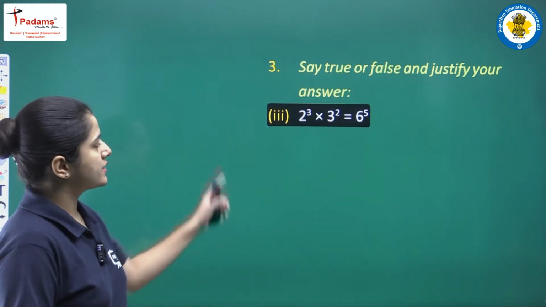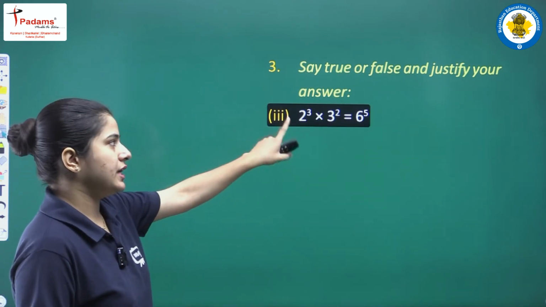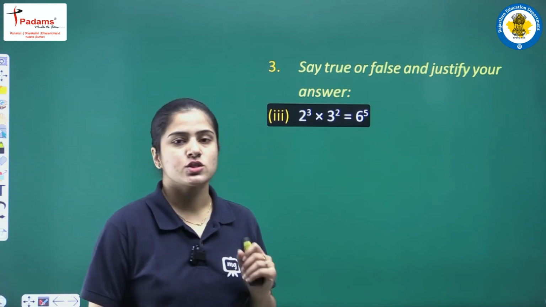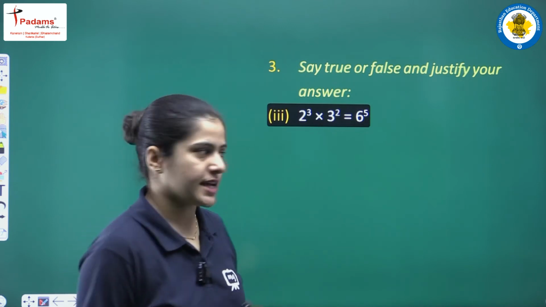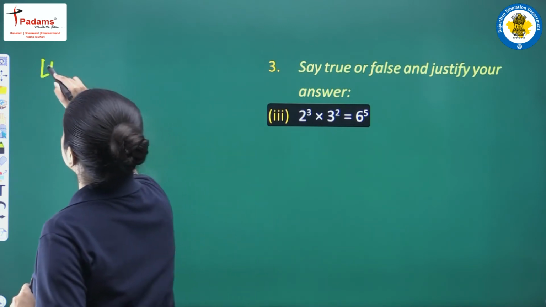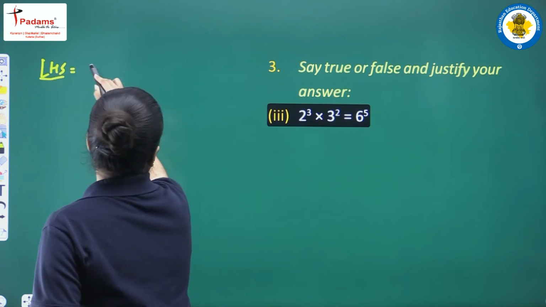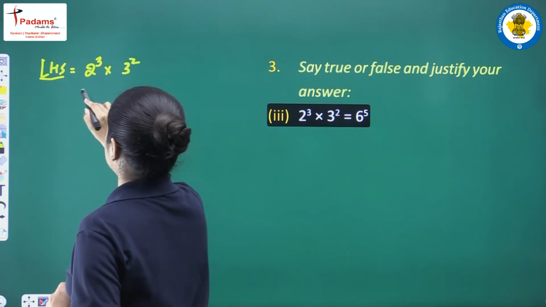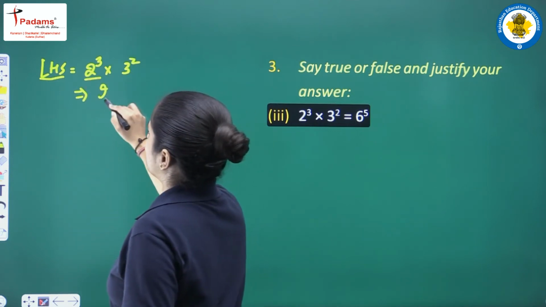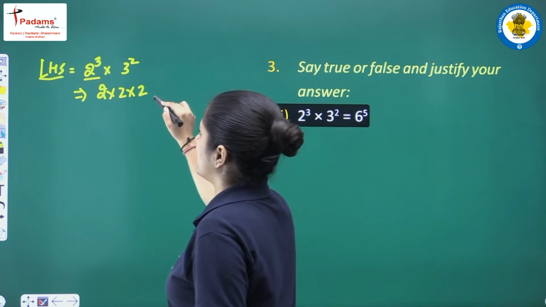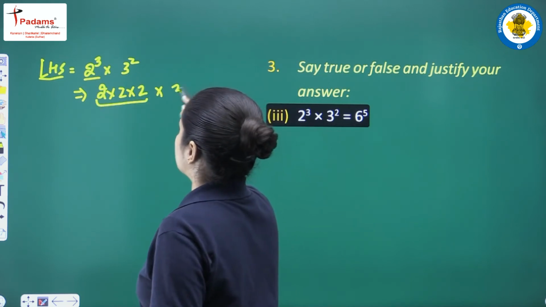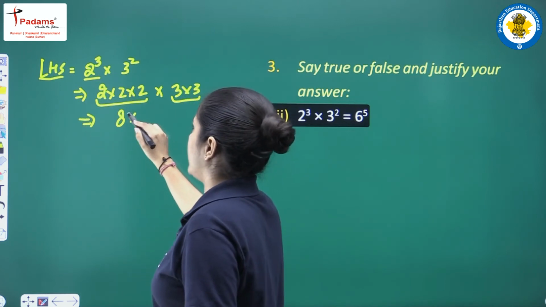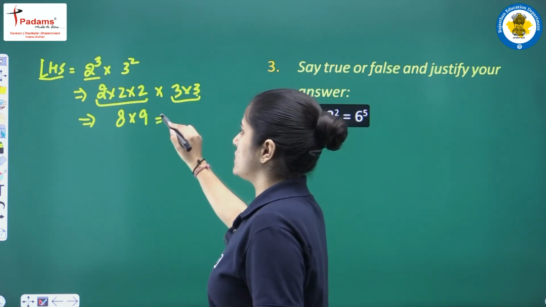ओके, लुकिंग एट द थर्ड पार्ट स्टूडेंट्स, क्या है वो? थर्ड पार्ट इज 2 raised to power 3 into 3 raised to power 2 that is equals to 6 raised to power 5. Okay, so firstly students will be solving the left hand side, right? So left hand side is students 2 raised to power 3 into 3 raised to power 2, right? So 2 raised to power 3 is 2 into 2 into 2, right? And 3 raised to power 2 is 3 into 3. 2 into 2 into 2 is 8, 8 into 3 into 3 is 9, so this is 72.